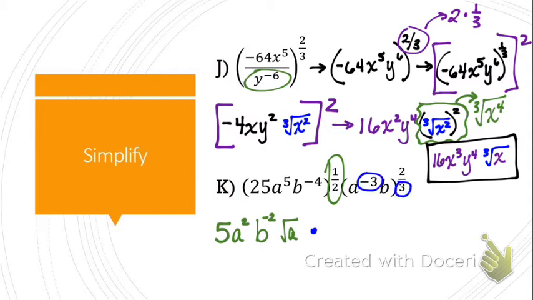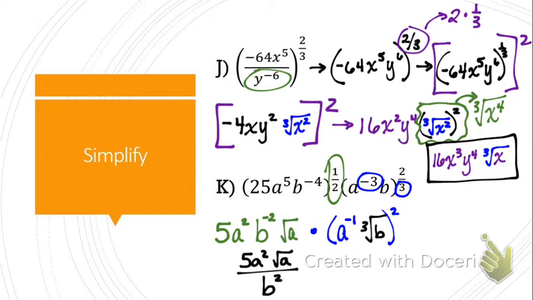So what is the cubed root of a to the negative 3? A to the negative 1. And then this would be the cubed root of b. This whole thing still needs to get squared, correct? Okay. So I'm going to have 5a squared square root of a over b squared. I'm going to go ahead and move that negative exponent down into my denominator, times the cubed root of b squared over a squared.